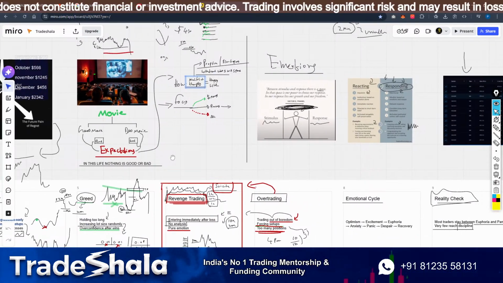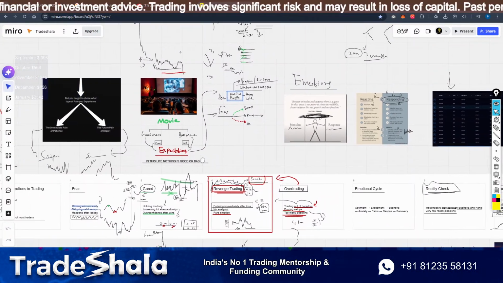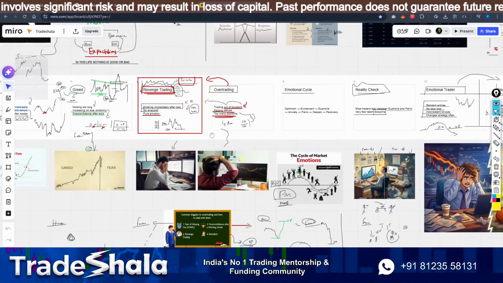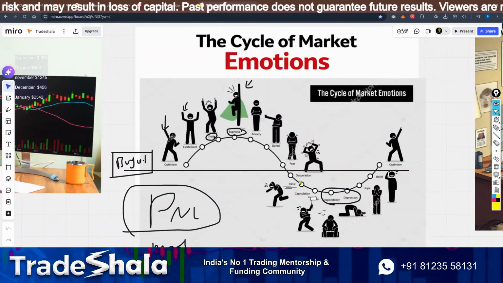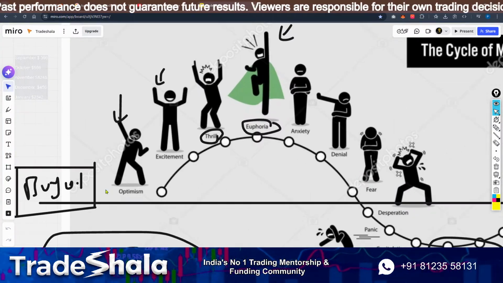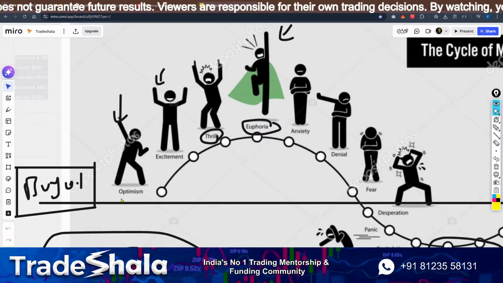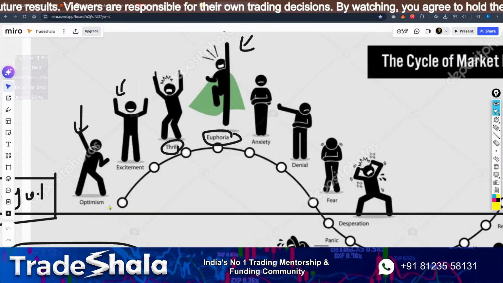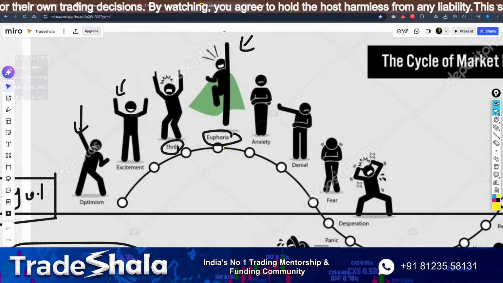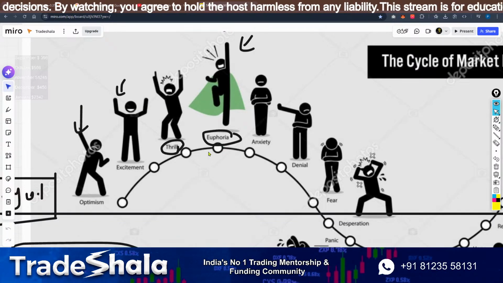And emotions, I'll go through this right now. Every single trade you'll go through these emotions. These are all the emotions you will go through, the cycle of emotions. If the trade you're buying over here is 0.01, you're optimistic, you're excited, you're thrilled, you feel euphoria, like the trade actually went your way.